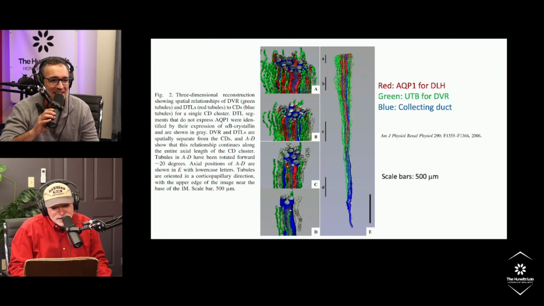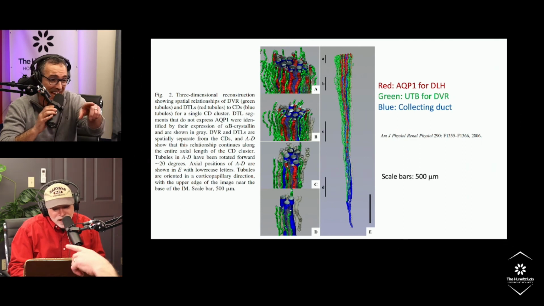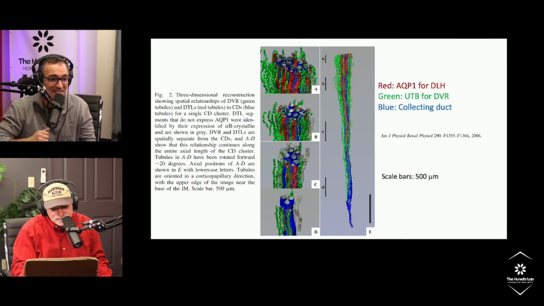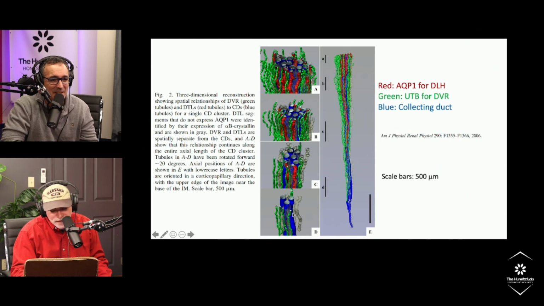And if you look in panel D, it actually looks the nicest, because you see that little section right through it. So it's center stage, the star, and the others are the supporting players. Then you have the descending vasa-recta and the descending loop of Henle. But which one seems to be more intimately associated? It looks like the descending vasa-recta.